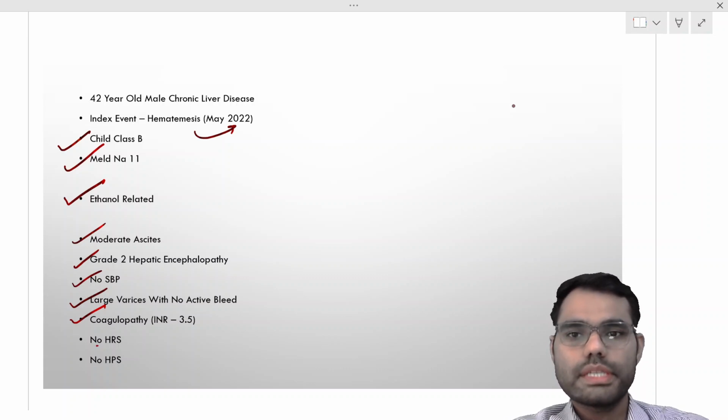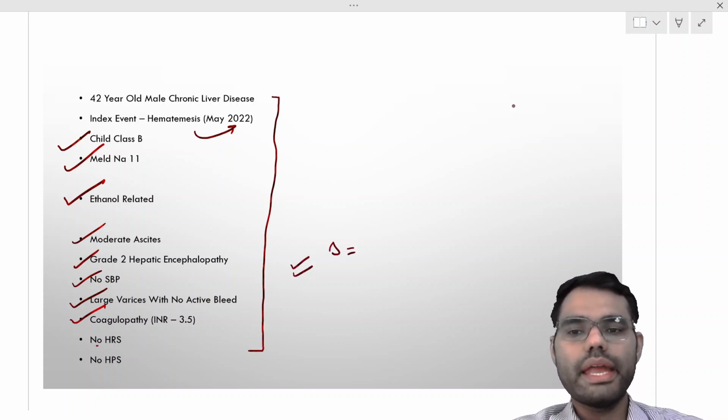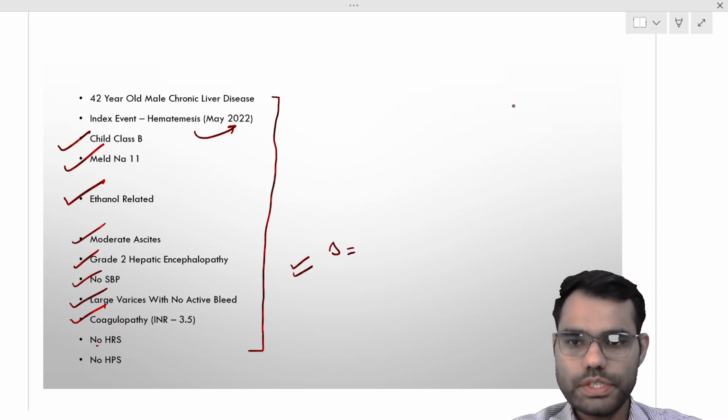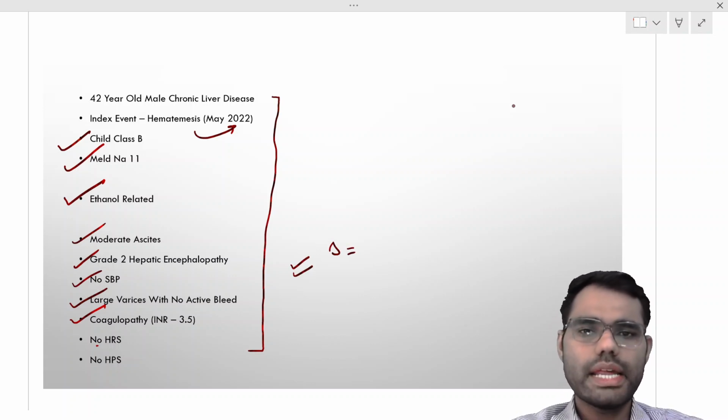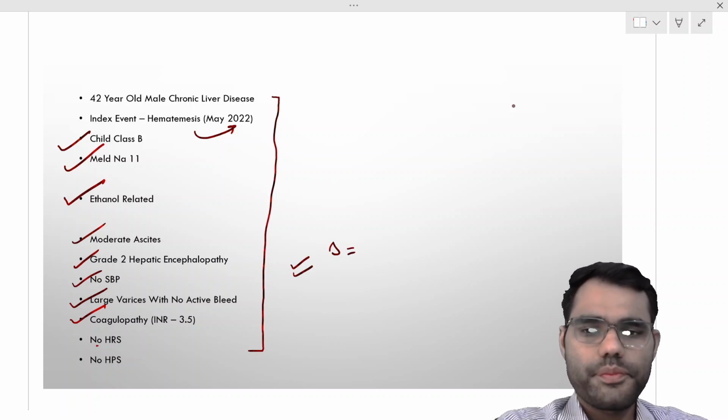So this is how we should summarize, for us as well as for the patient, all the diagnoses of a chronic liver disease patient, and then manage each of these complications individually. Each of these complications would be dealt with in the subsequent videos.